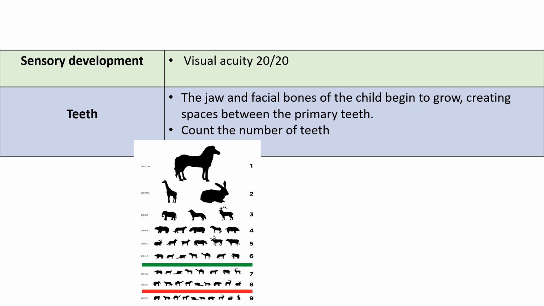Sensory development: the visual acuity is 20 by 20. The child has developed good vision, and this is the Snellen's chart which you can use for a preschooler. Then teeth: you need to count the number of teeth, and you can see the jaw and the facial bones of the child begin to grow at this time. So there is a space between the primary teeth. By this age group, the entire set of primary teeth has come.